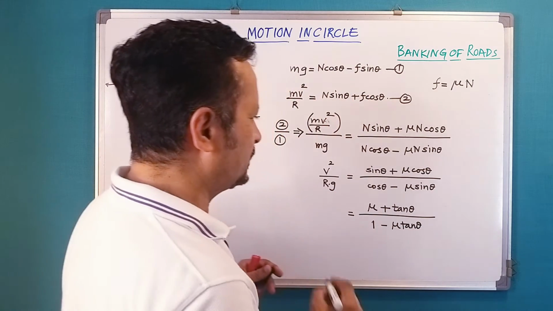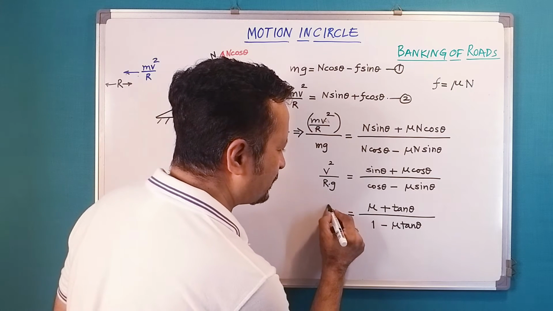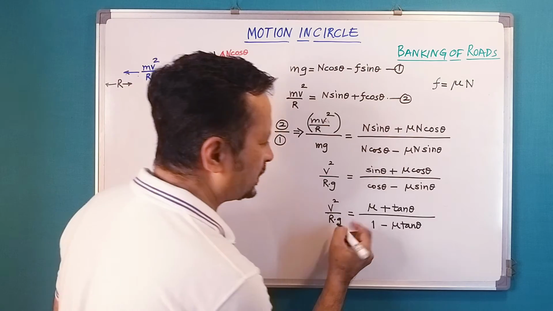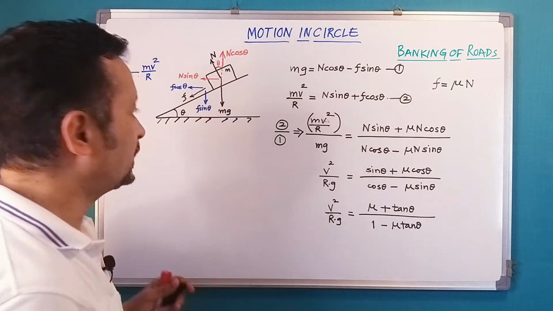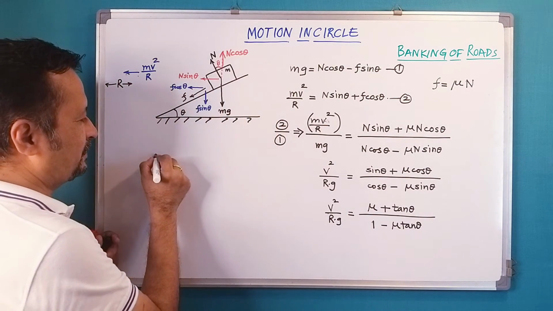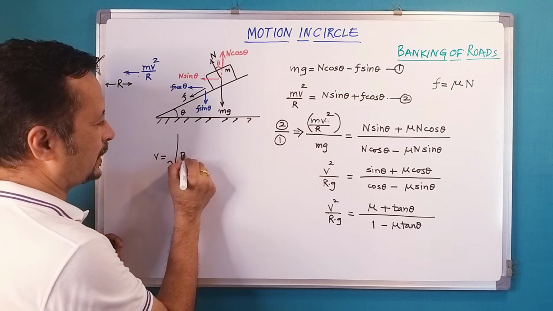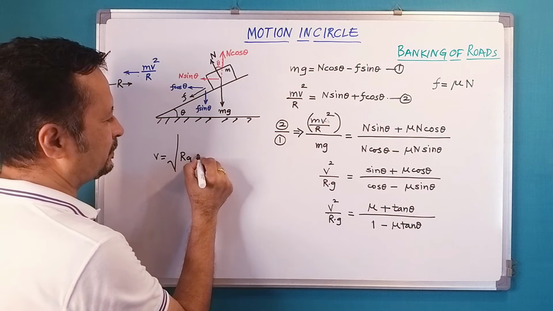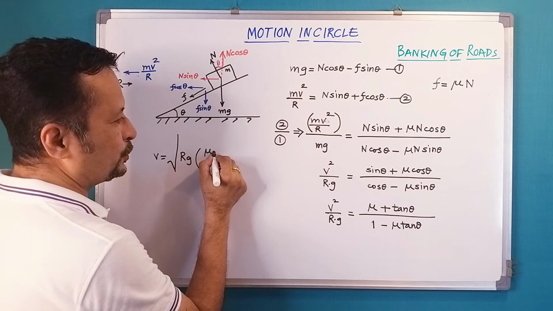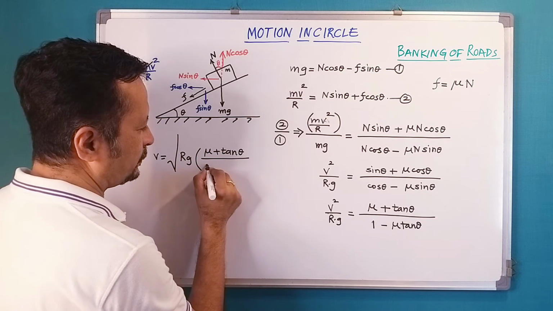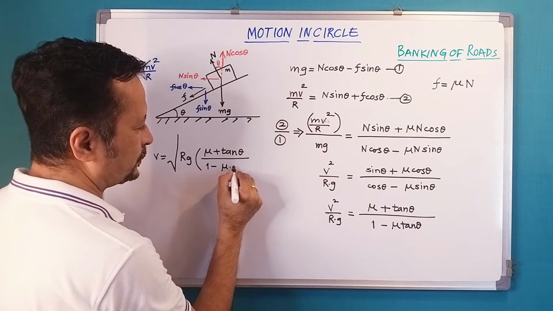So now you see here v square over rg is equal to this much. So that gives me v is equal to root over rg multiplied by mu plus tan theta upon 1 minus mu tan theta.